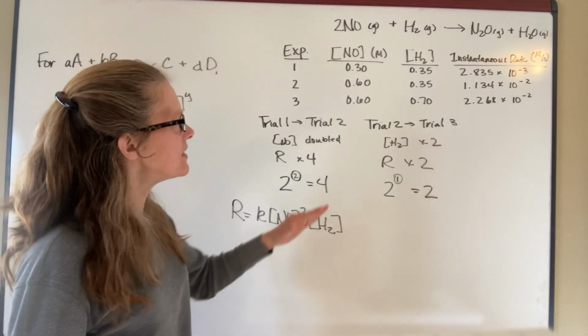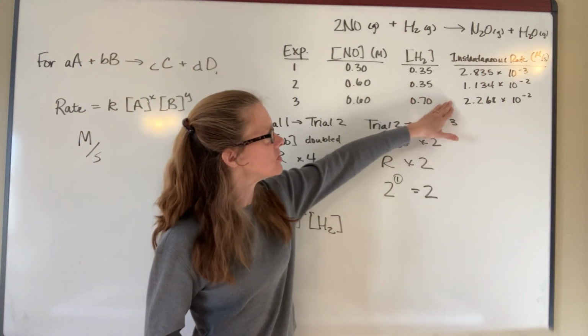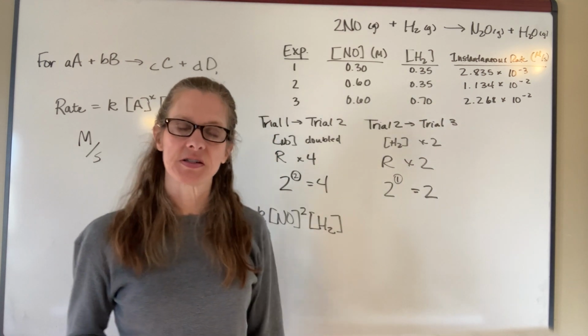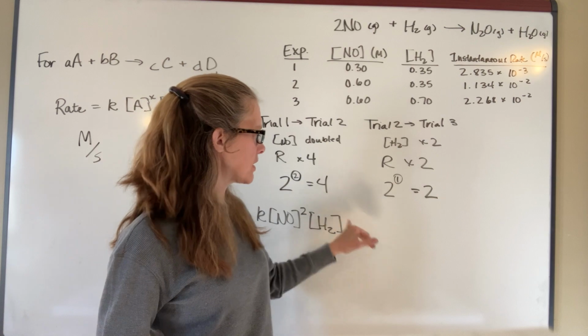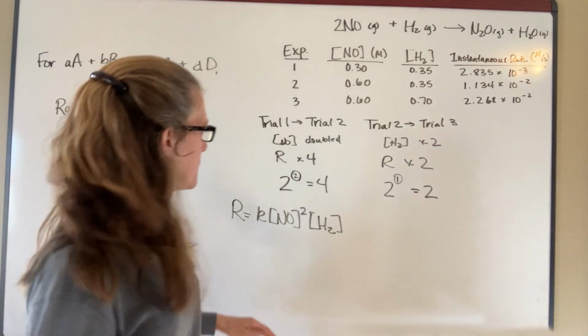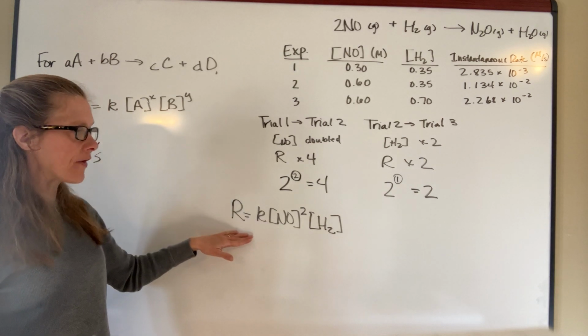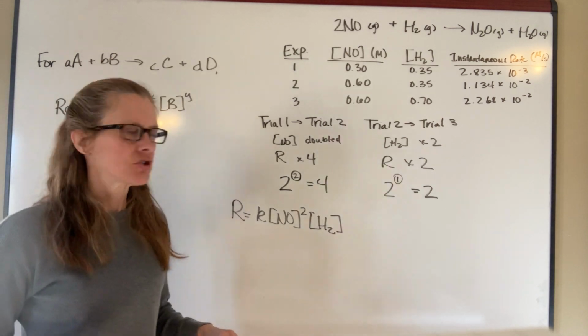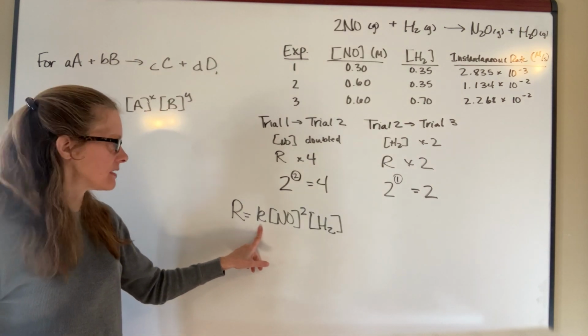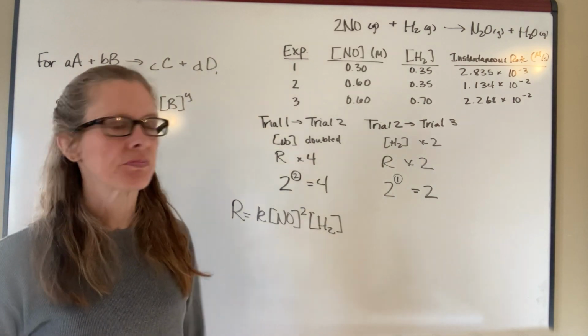Okay, so if you find that you have a trial where the rate doesn't change even though you've doubled the concentration, that means that exponent is going to be a 0, because it doesn't have any effect on the rate. Okay, so now I have my rate equation. So I've got that part, but how am I going to find K? Because I still have an unknown left here.